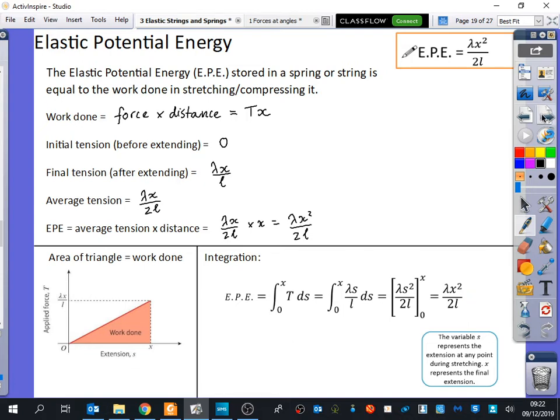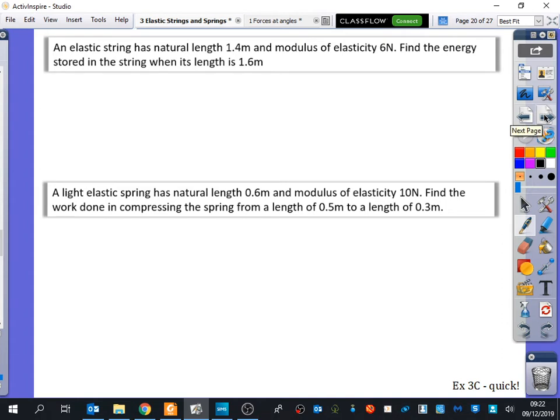So we're going to just do a couple of super quick questions on this, and then we might do just 2 or 3 questions from exercise 3C, and then we'll just do some problems, okay? And we're basically finished with further mechanics 1 now, okay? So it says in the first one that we've got here, an elastic string has natural length 1.4 metres and modulus of elasticity 6. Find the energy stored in the string when its length is 1.6 metres.